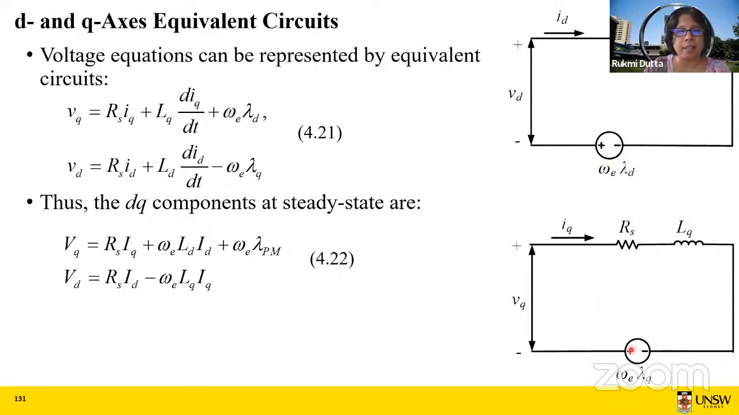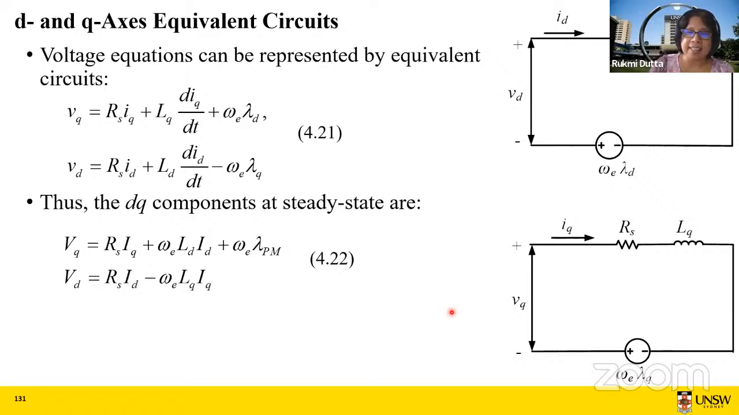Similarly, sorry, this one was for the D axis voltage equation, and this one is for the Q axis. So we get two equivalent circuits, one for the D axis and one for the Q axis, and they can be drawn straight away from these equations. We can also find out how they will look if it is steady state.